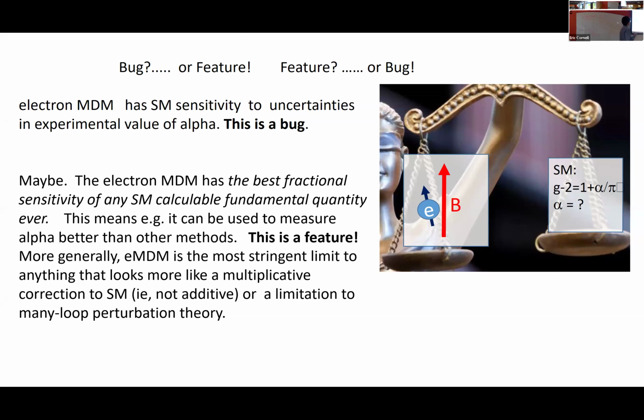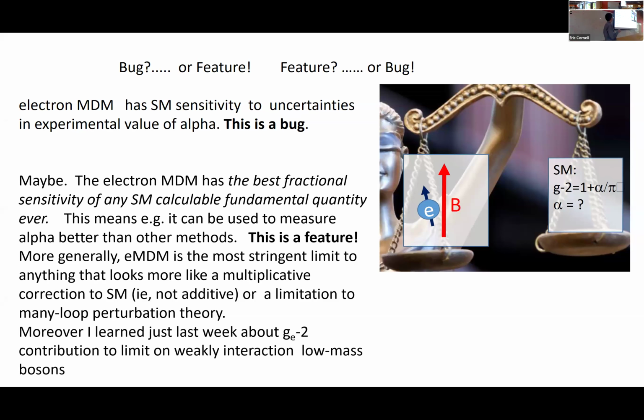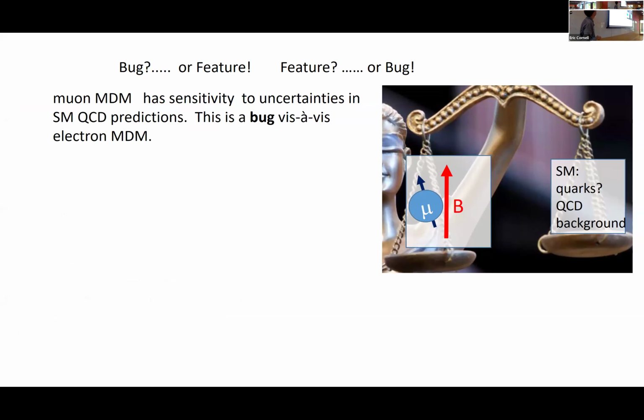This is a feature. And more generally, if you have anything that looks like sort of a multiplicative correction to the standard model or a limitation to many loop perturbation theory, the electron G minus 2 is a thing. And moreover, I recently learned that you can actually use the G minus 2 contribution as a limit to weakly interacting low mass bosons. That stuff which was over on the left-hand side of my standard model feature.